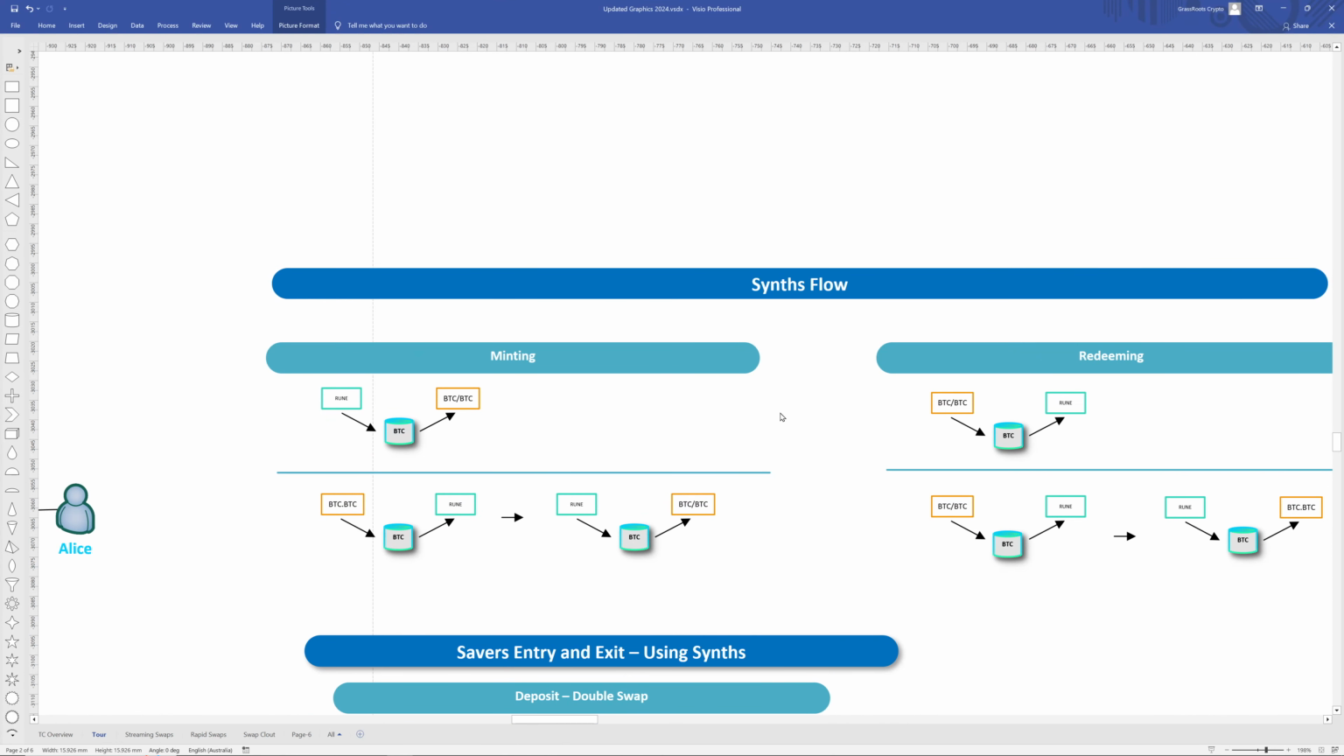So when we talk about swap fees, to mint a synthetic, so an example would go from Bitcoin to synthetic Bitcoin, it'll be a double swap.